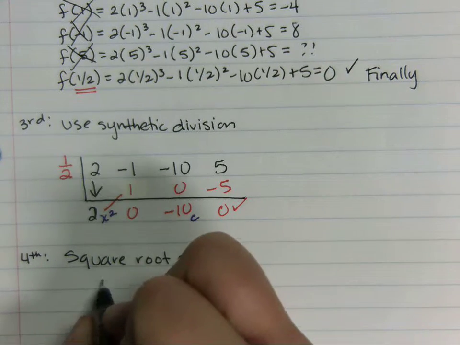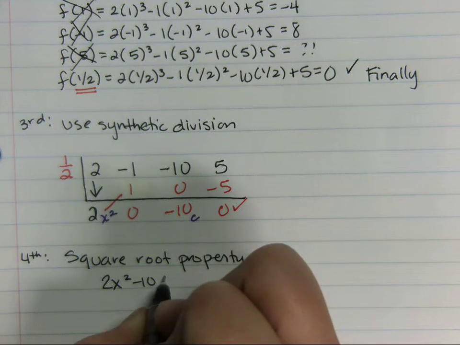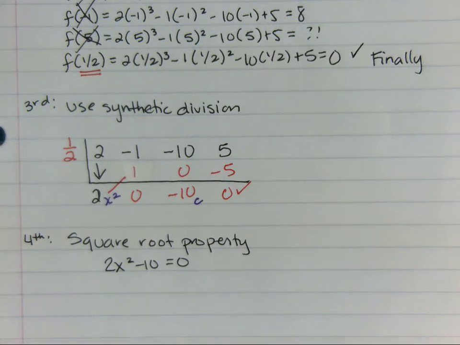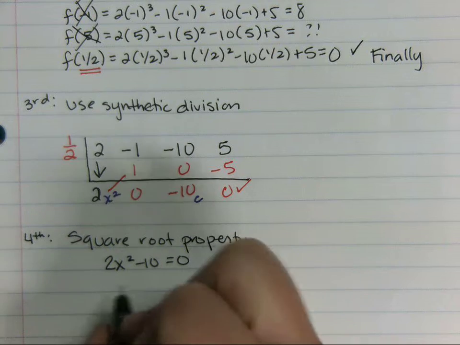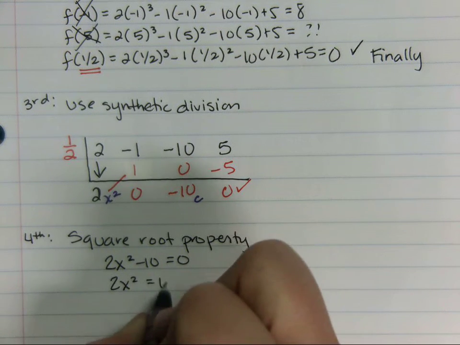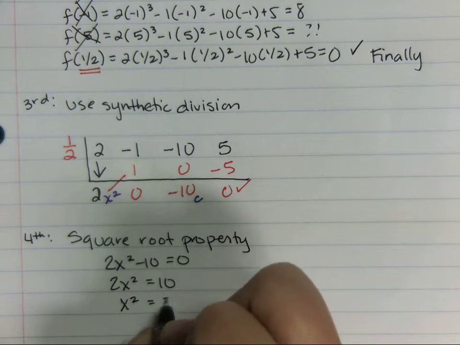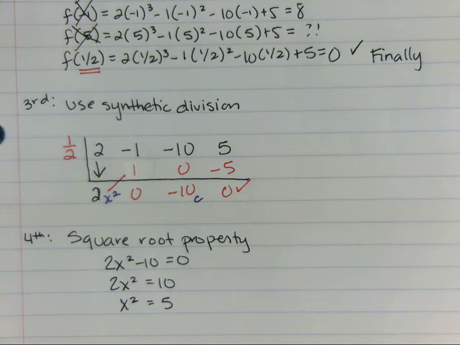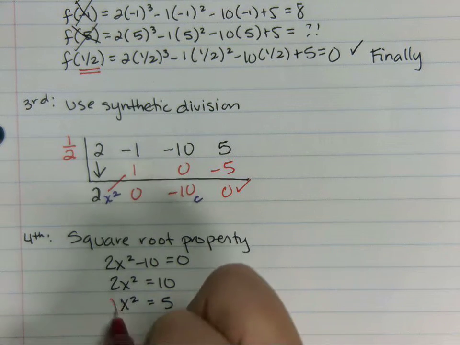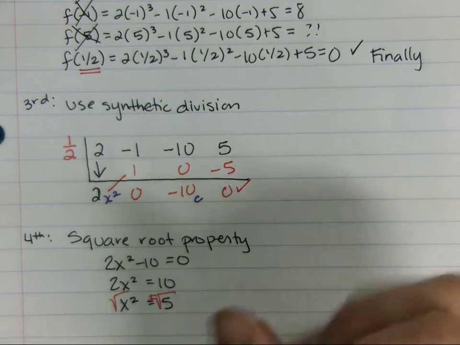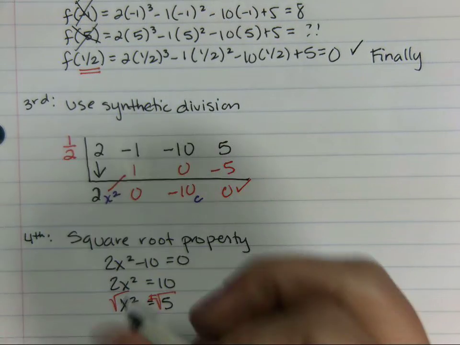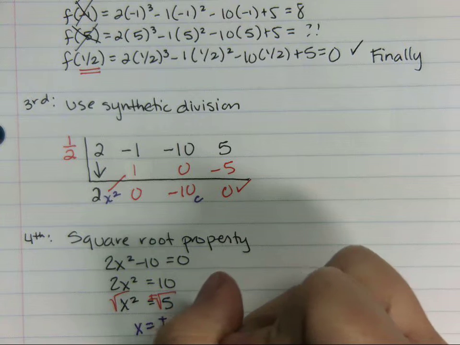So 2x squared minus 10 equals 0. You have to isolate the x squared, so bring 10 over, and then divide by 2. Now when you take the square root of both sides, you're going to get that your other zeros are when x is plus or minus root 5.